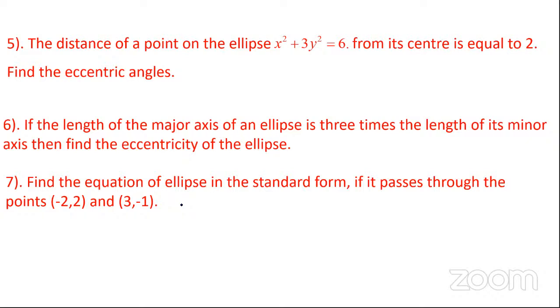Just substitute the values in the equation, then you will get a relation between a and b. Solve for a and b, then substitute there. I will explain this question in the later classes. The eccentric angle is theta equal to tan inverse of b by a. I will explain it in the later classes.